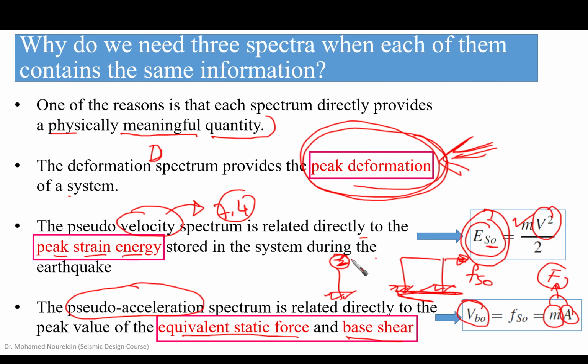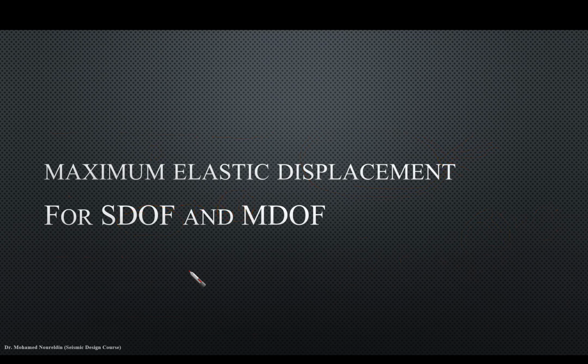Okay, so the force that is going to be developed due to inertia force, or the base shear that is going to be developed to counterbalance this inertia force, which is V_b0, is given through the pseudo acceleration if it is multiplied by m. Okay. Now let's go to the next part.